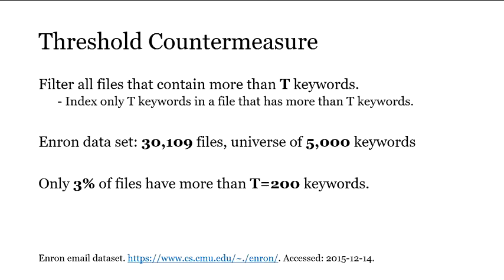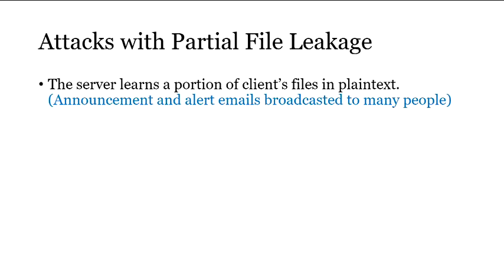So therefore, we propose a smarter way to define this new universe relying on some extra information called partial file leakage, which is actually exactly the same kind of assumption from two prior papers. The server learns a portion of the client's files in plain text. And in practice, these files could be obtained through announcement or alert emails broadcasted to a group of people.